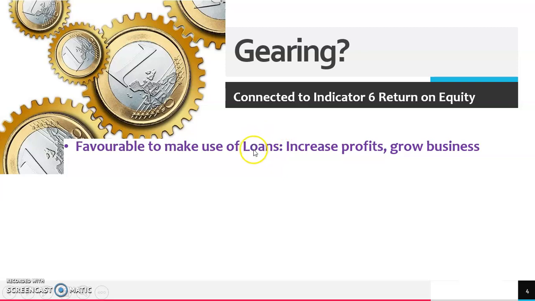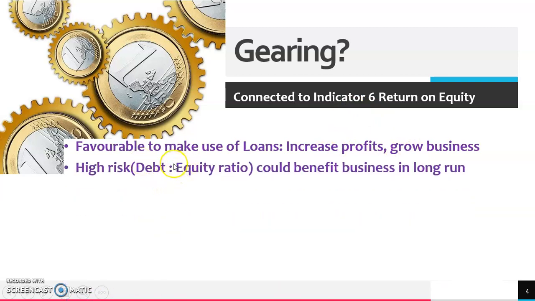What does a loan do? It gives you more funds to increase your profits or to grow your business. You can buy more assets or more stock and therefore have a bigger turnover. So, your debt equity ratio might state that you're at high risk, meaning your debt, your loans, are much bigger than the equity coming from the owners or the partners. But they're saying this could benefit the business in the long run.